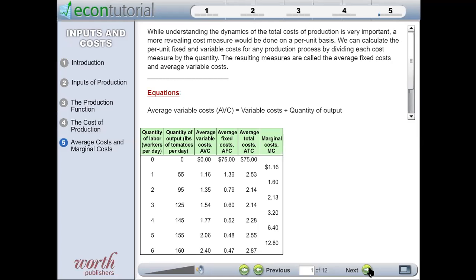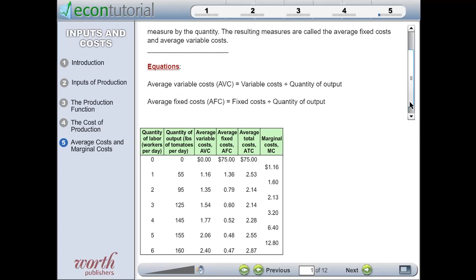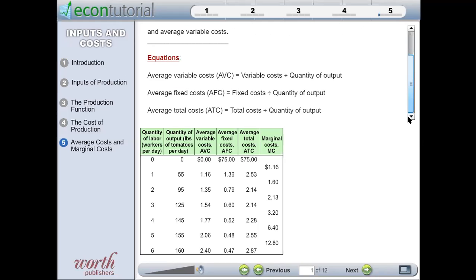So now I'm going to expand the table by adding average cost. How can we convert the variable cost into average variable cost? You need to divide the variable cost just by the quantity of output. Same with the fixed cost, you divide that with the quantity of output, and same with total cost, you divide that also with the quantity of output.